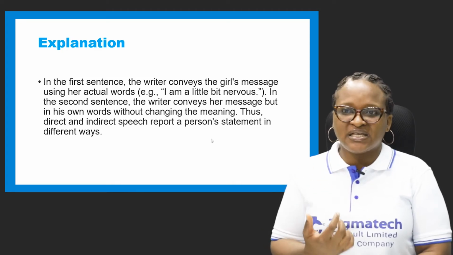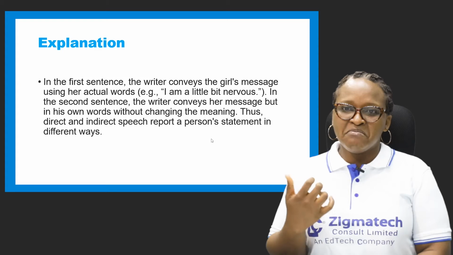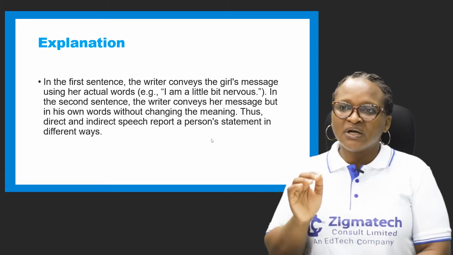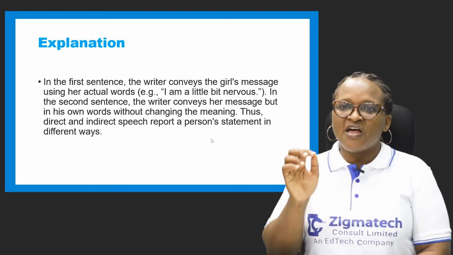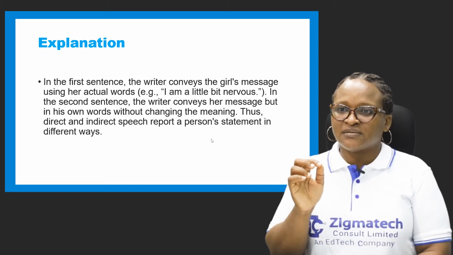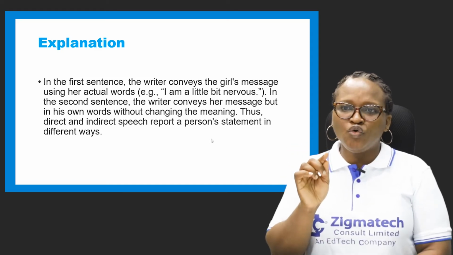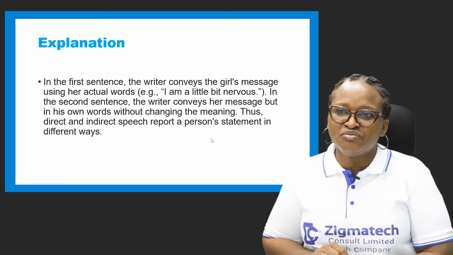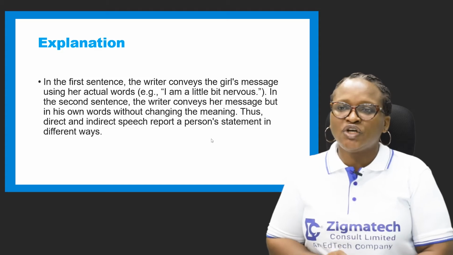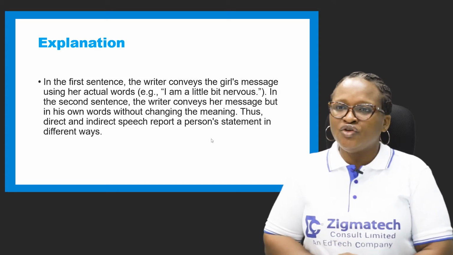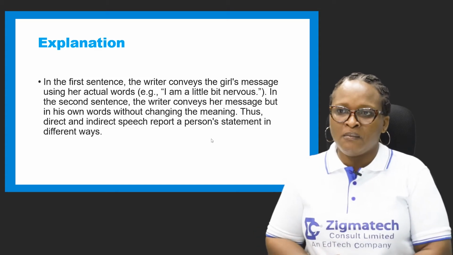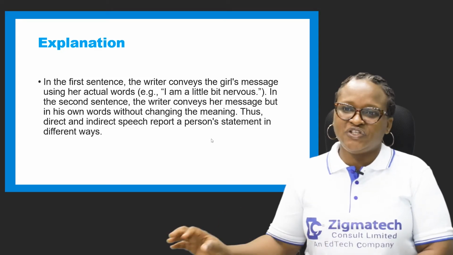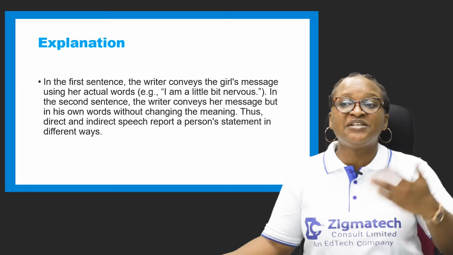Now, in the second sentence, the writer conveys her message. Remember I told you the information remains the same, but certain things are to change. It says the writer conveys her message in his own words, without changing the meaning. Very important: do not change the original meaning of the sentence. Rather, you only pass it in a reported form, that is, in your indirect speech. Thus, direct and indirect speech report a person's statement in different ways.